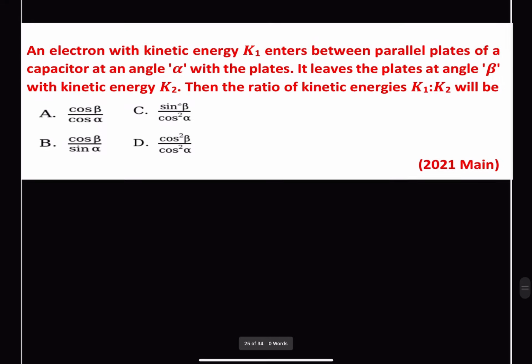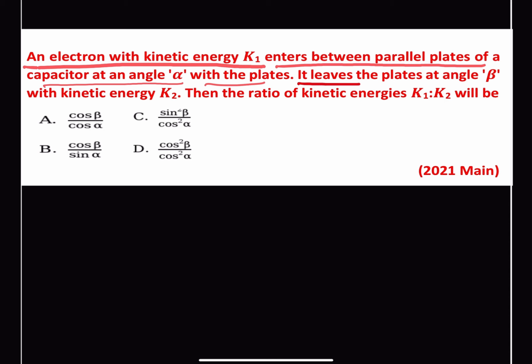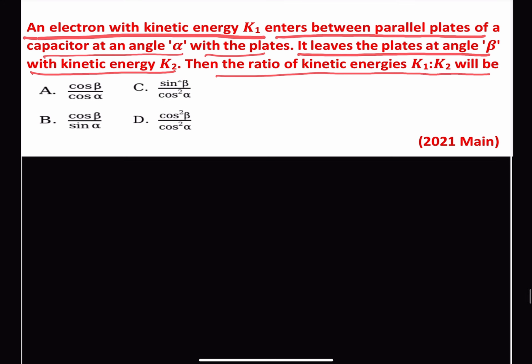Next question. It states that an electron with kinetic energy K1 enters between parallel plates of a capacitor at an angle of alpha with the plates. It leaves the plates at an angle of beta with kinetic energy K2. Then the ratio of kinetic energy K1 to K2 will be. So we are given that we have a parallel plate capacitor, and the angle with respect to the plates is incoming alpha and outgoing beta.